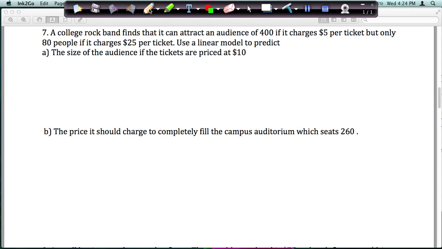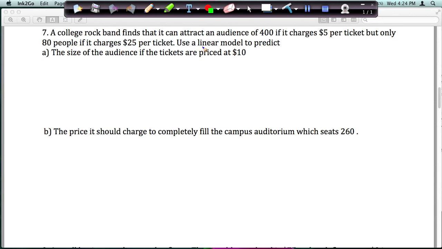Let's look at this next example. It says a college rock band finds that it can attract an audience of 400 if it charges $5 per ticket, but only 80 people if it charges $25 per ticket. Use a linear model to predict the size of the audience if the tickets are priced at $10. So before we can answer this question, we need to find the linear model.